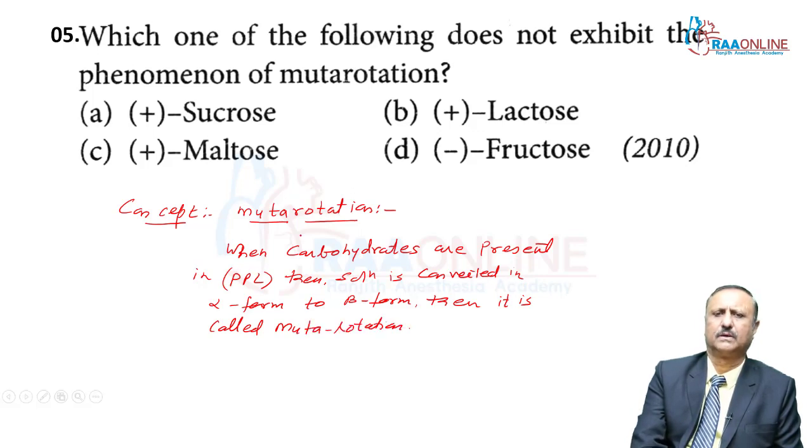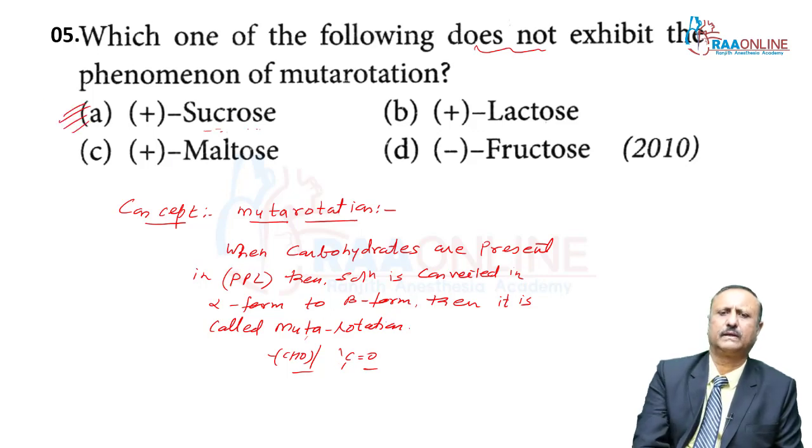My dear students, mutarotation is always shown by compounds in which a free group is present, where a free CHO or OH group is present, then it shows mutarotation. Here lactose, maltose and fructose show it, and it is not shown by sucrose, where no free group is present, only a glycosidic linkage. Lactose, maltose and fructose have a free CHO or CO group. That is why these compounds show mutarotation, but in sucrose, free aldehyde and ketone groups are not present, a glycosidic linkage is present.